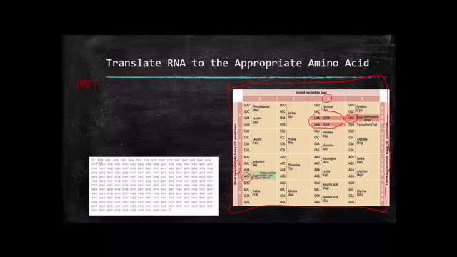Now, however, if you experience AUG later on in this sequence, which I think is here somewhere, there's another AUG in this sequence, you are going to write MET, not fMET. fMET is only for the start. MET is for any other time you experience AUG within your sequence.